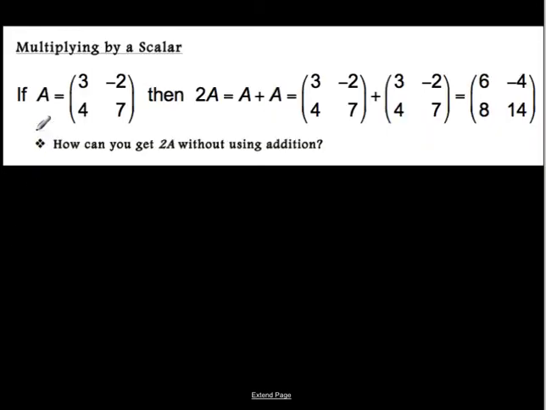A scalar is just taking one number and multiplying it to my matrix. So if we have matrix A, then we can rewrite 2A as A plus A, because that's going to give me 2A. I just rewrote A twice, and I would add each element together to get my answers.